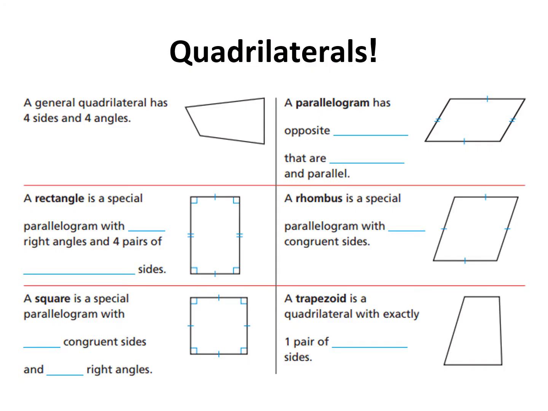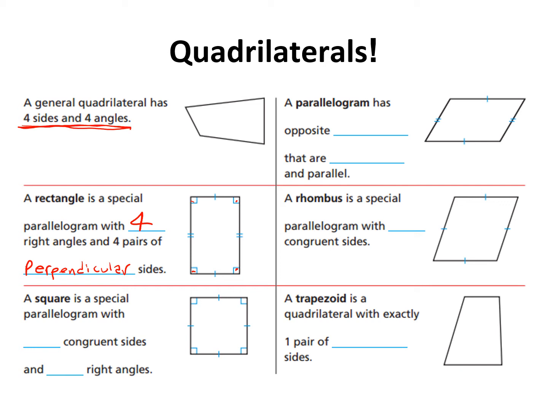All right. So quadrilaterals, a general quadrilateral has four sides and four angles. Okay. A rectangle is a special parallelogram with four right angles, 1, 2, 3, 4, and four pair of perpendicular sides.